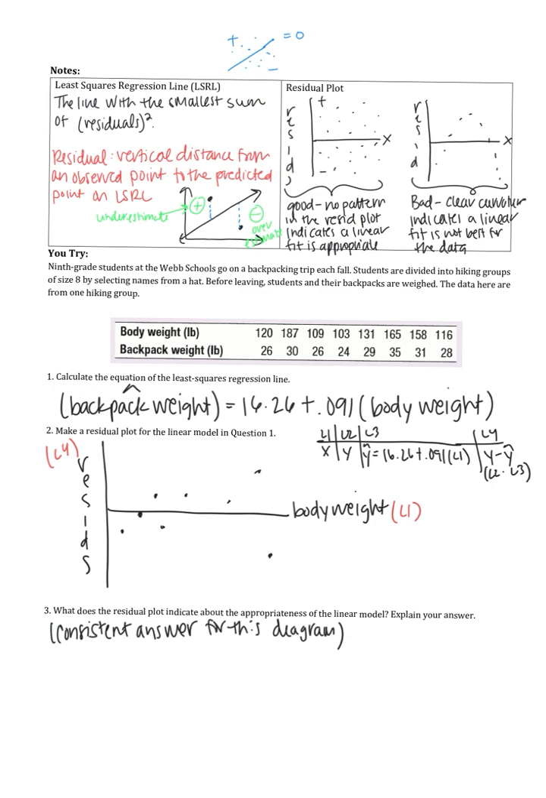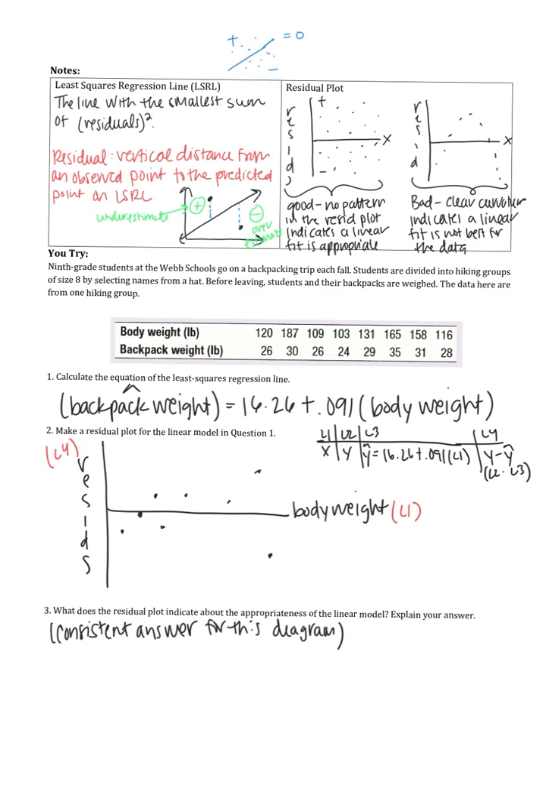Okay, for question 3, it says, what does the residual plot indicate about the appropriateness of the linear model? Explain your answer. This one's a little bit hard to interpret. We could see it as random, or you could see it as having some curvature. There's not that many data points. So what would award you points here is consistent answers. Meaning, if you're saying that there's a pattern in the residual plot, you're telling me the fit is not great. Or if you're telling me it's completely random, you're telling me the fit is great.